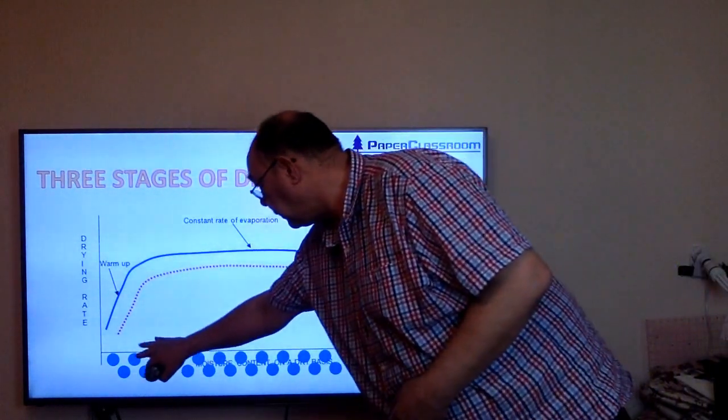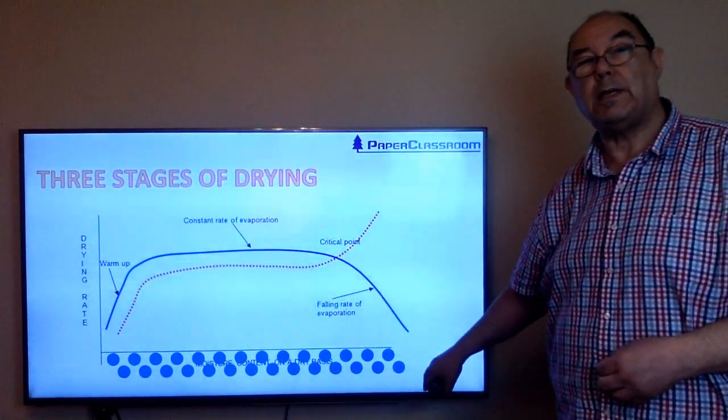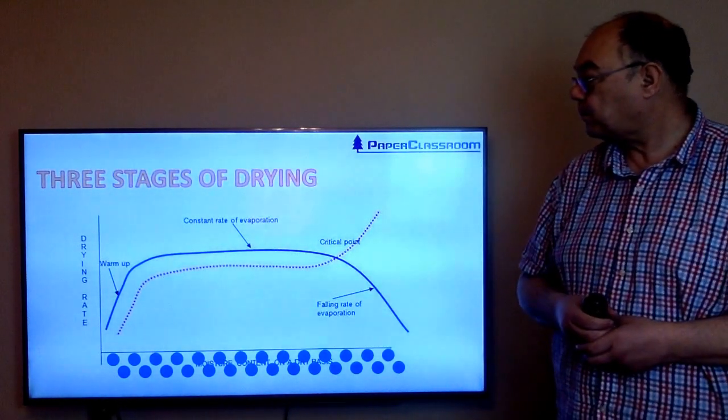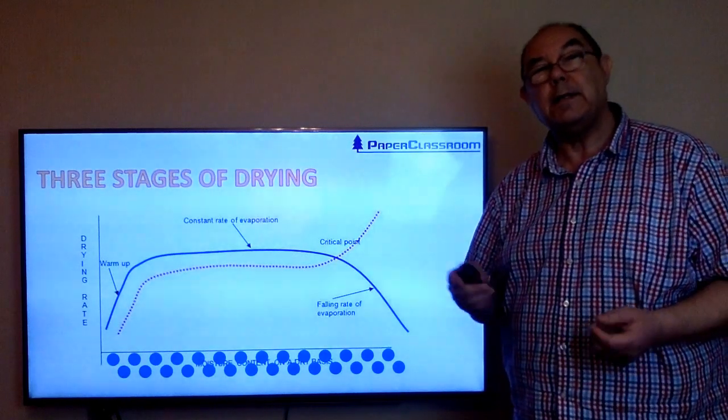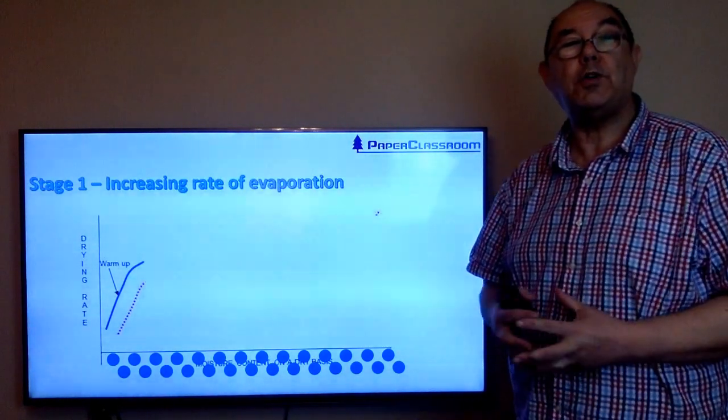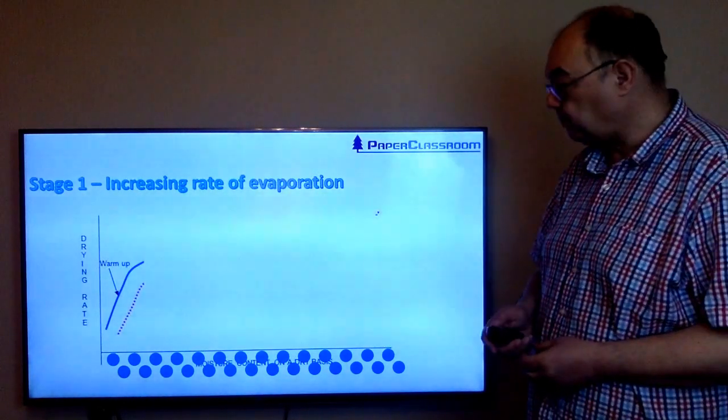These bottom cylinders here represent the progress of the sheet through the drying section. So these 3 sections we're going to look at in detail one by one. First of all, first stage, increasing rate of evaporation.